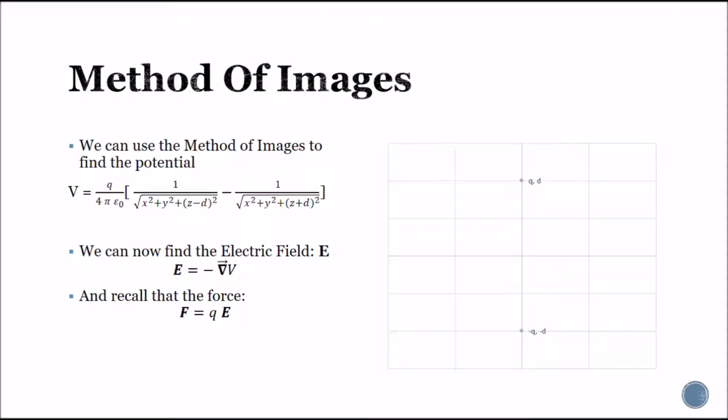A quick check of our boundary conditions shows that V does go to 0 at infinity, and it is also equal to 0 at the point where the plate would be, in the center of the 2 point charges. Now that we have a V defined, we can find our electric field, which is negative the gradient of V, and we can also recall that the force is equal to our test charge Q times E. So we have it all set up to solve the problem for the force.